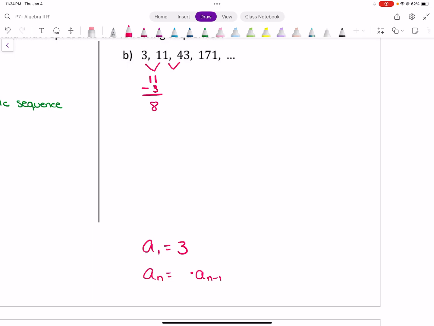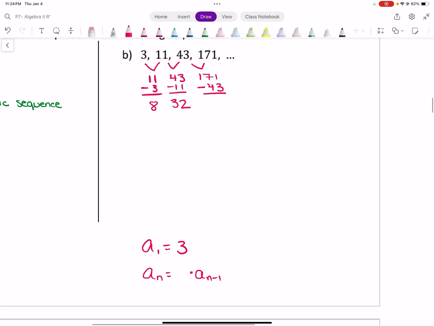Next numbers that are next to each other, so the 11 is getting used twice because it's next to two different numbers. Just make sure you go in the same order again. The right number minus the left number, I get 32. Next two numbers, right number minus the left number, 171 minus 43, I get 128.